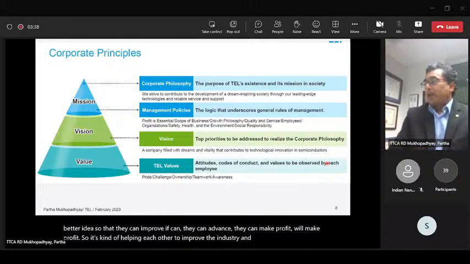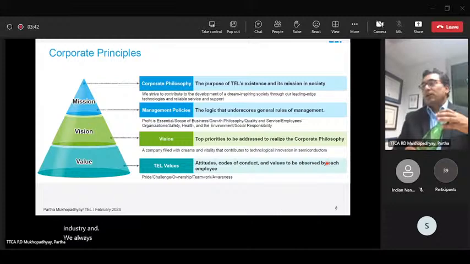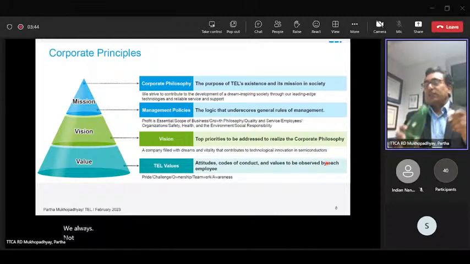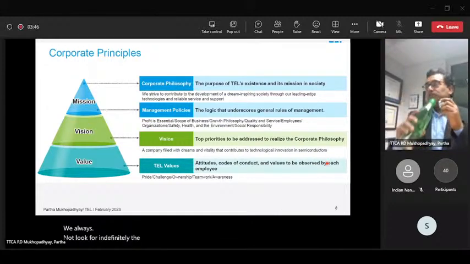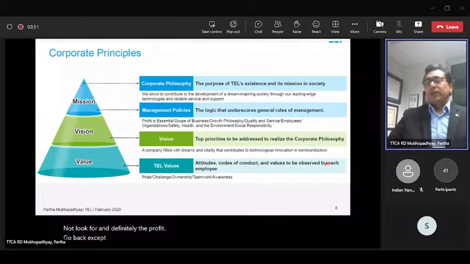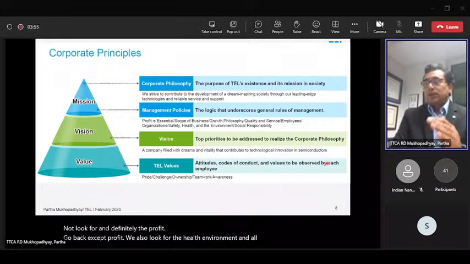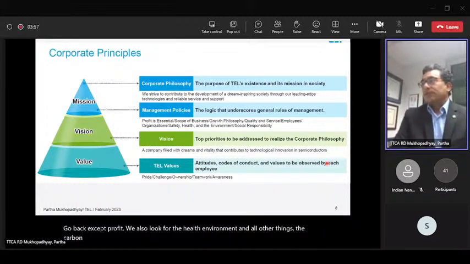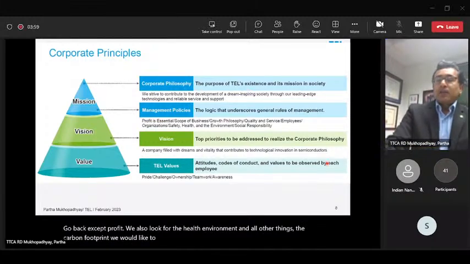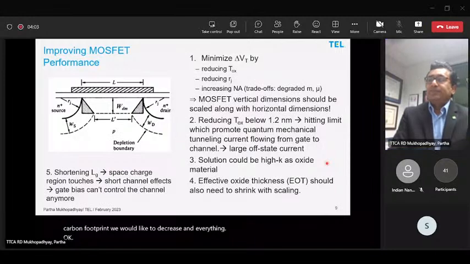industry. And we always look not just for the profit, but next to profit, we also look for the health, environment, and all other things. The carbon footprint we would like to decrease and everything.